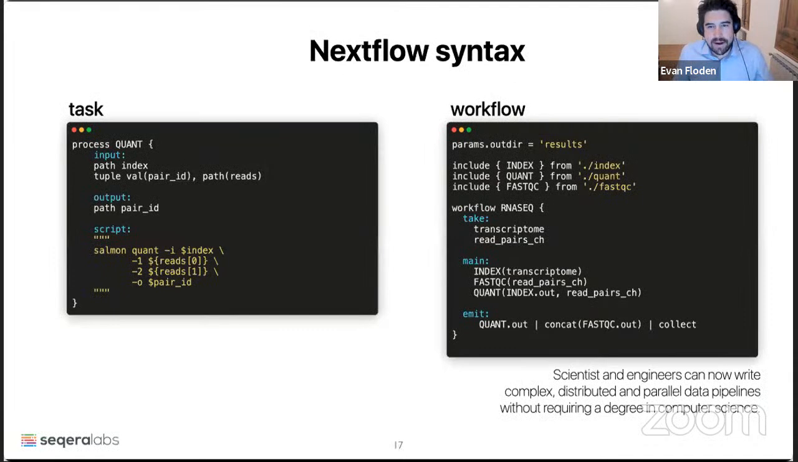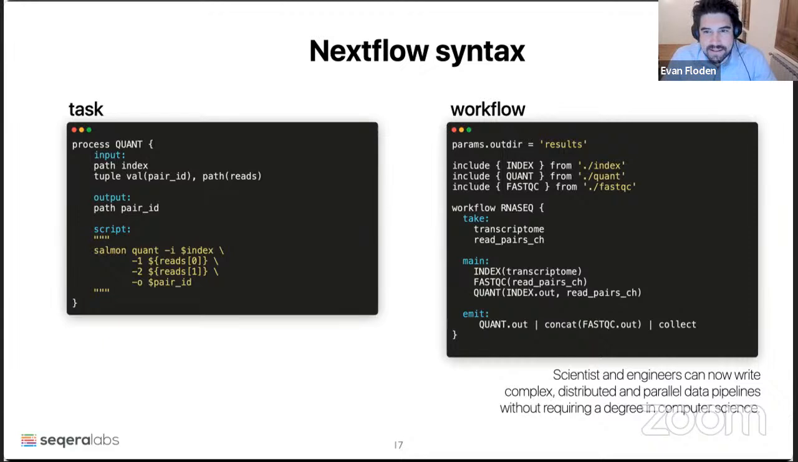Let's have a look at it a little bit in practice. This is the DSL2 syntax. This is what we'll be looking at from now on. You can see here it's very similar. We have the definition of a task on the left-hand side. In this case, we've got a quantification task, which takes two inputs, an index and some reads. In the script section, we're running Salmon, and you'll notice it looks again very similar to what you put on the command line.